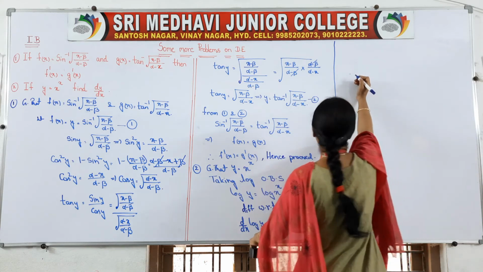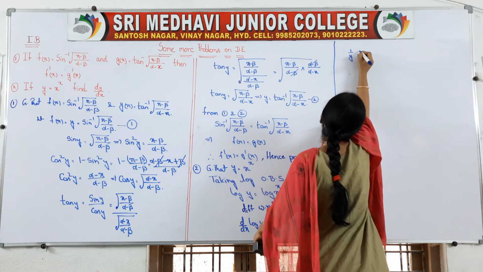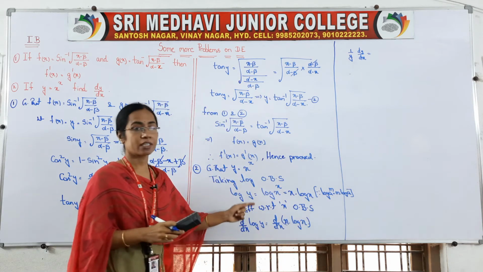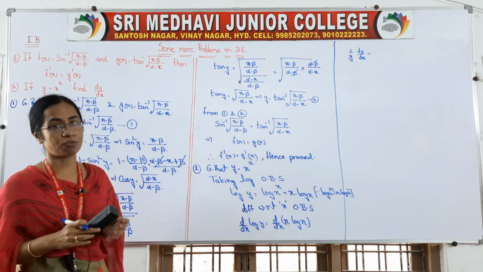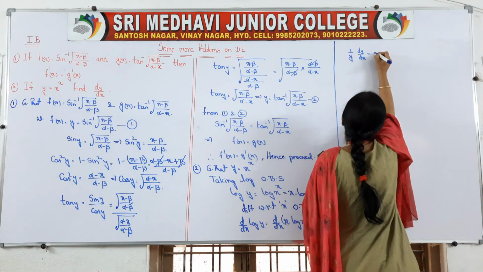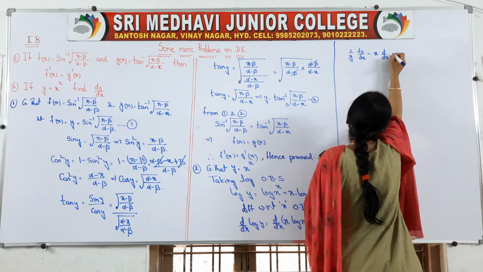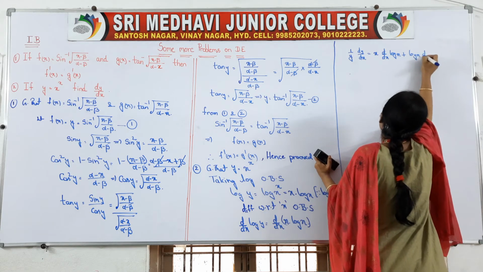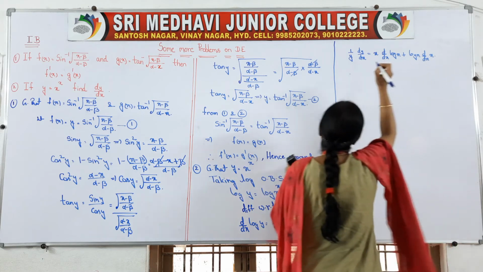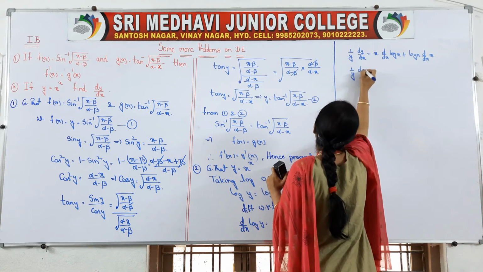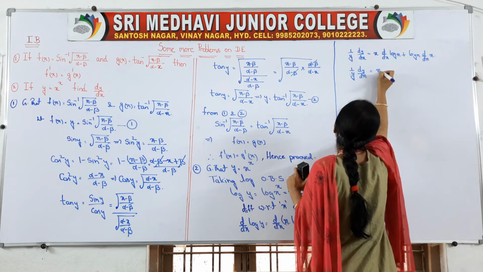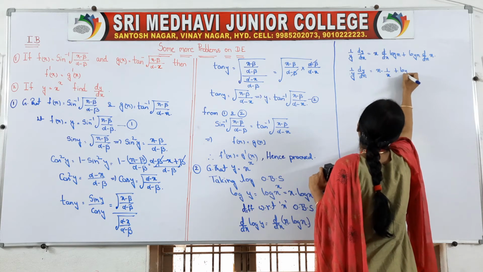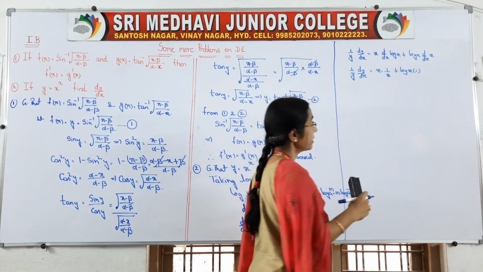d by dx of log y means it is 1 by y into dy by dx, is equal to d by dx of x into log x, u into v form. Keeping x as it is, d by dx of log x; next, keeping log x as it is, d by dx of x. So it is 1 by y dy by dx is equal to x into d by dx of log x, which is 1 by x, plus log x into d by dx of x, which is 1.